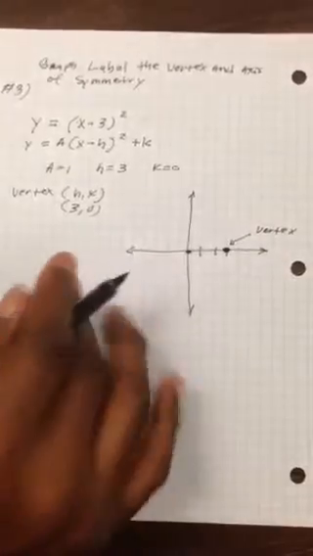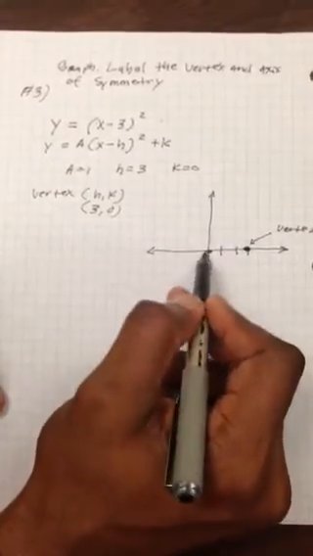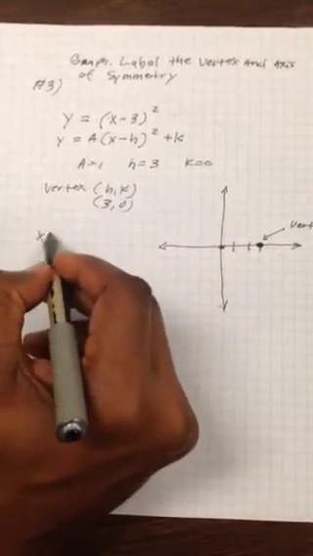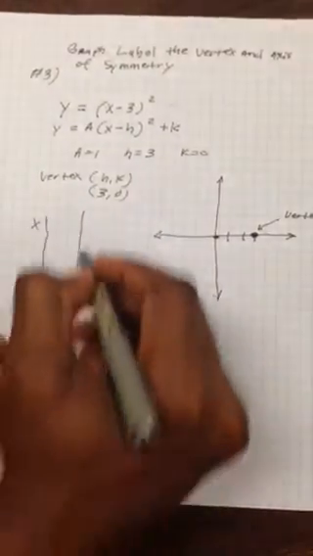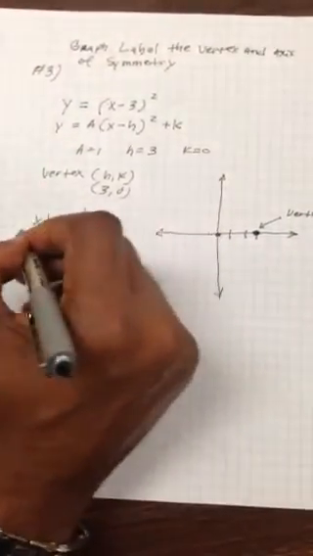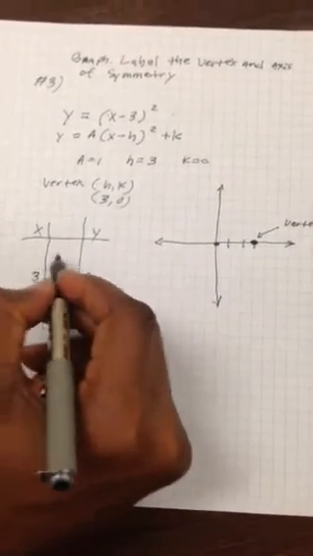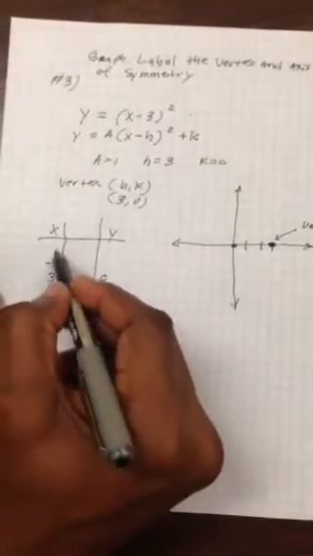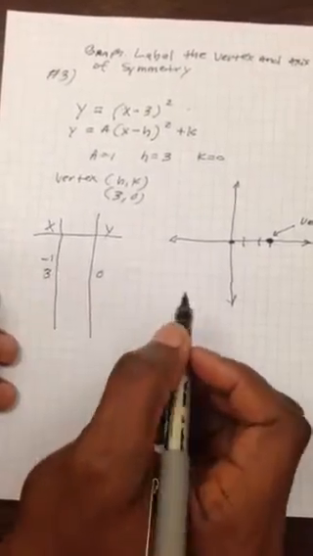So if I want to graph this, all I really need is like 2 points. So I'm going to make a table. And we already have (3, 0), right? So let me just pick a negative number, like negative 1. You can pick any number you want here. I just pick one that's kind of close.